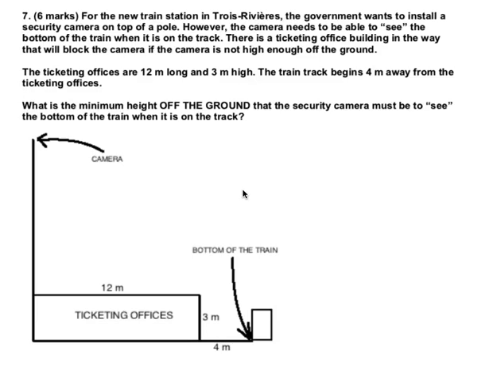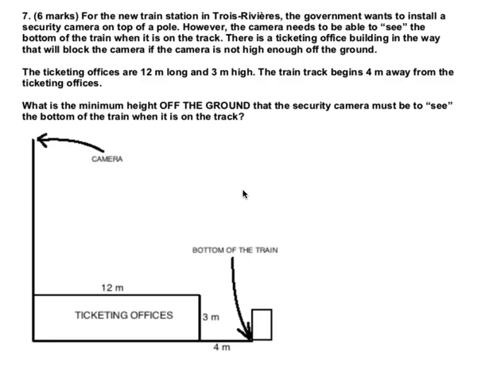Last of all, in this high-speed trains practice situational problem, we have question 7. For the new train station Trois-Rivières, the government wants to install a security camera on top of a pole. However, the camera needs to be able to see the bottom of the train when it is on the track. There is a ticketing office building in the way that will block the camera if the camera is not high enough off the ground.